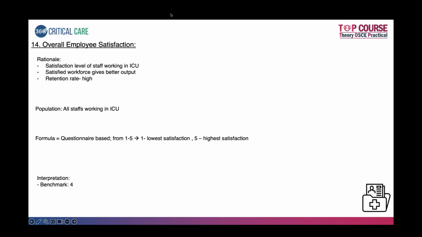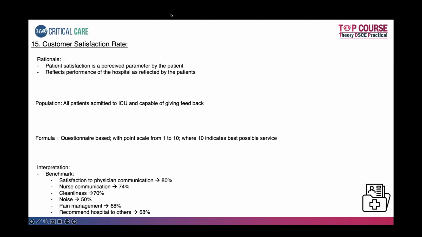There is no formula as such, but they usually go with the questionnaire method based on a scoring from 1 to 5, where 1 is the lowest and 5 is the highest. The benchmark which is expected is at least 4. And the last one is customer satisfaction rate.